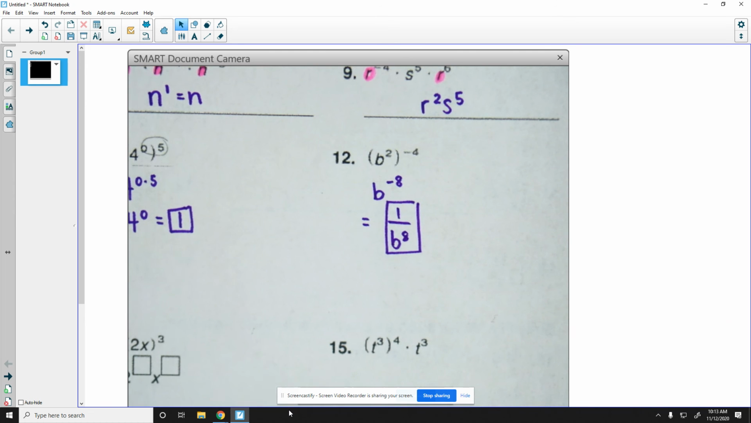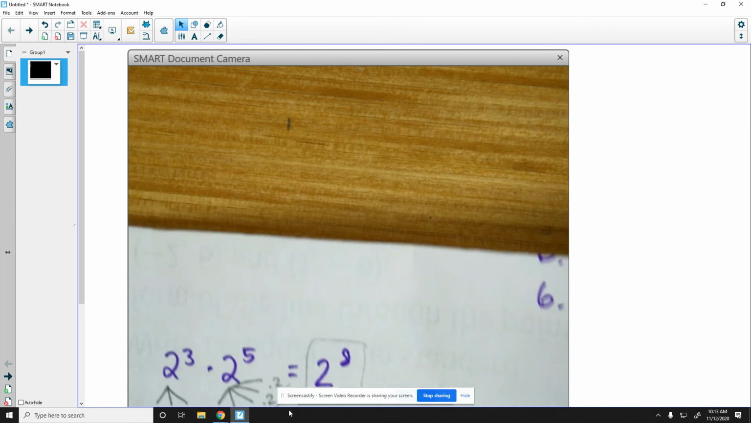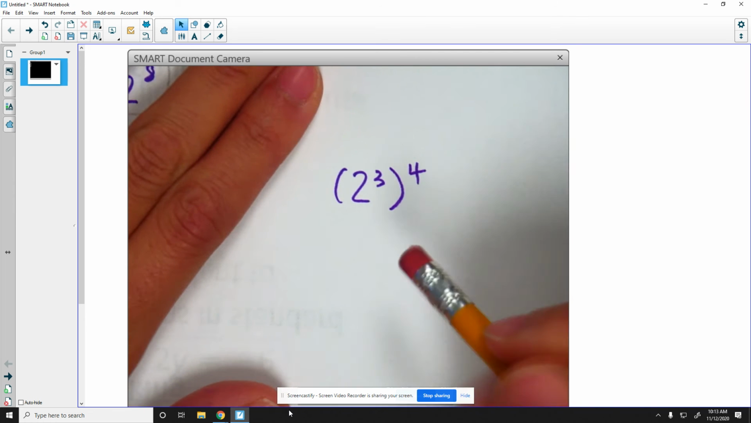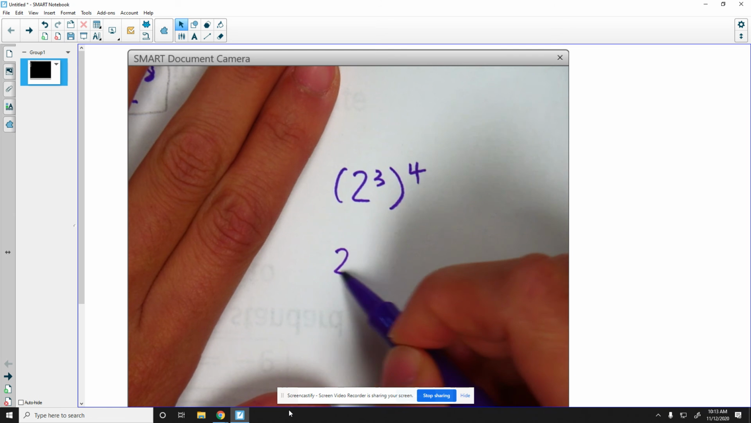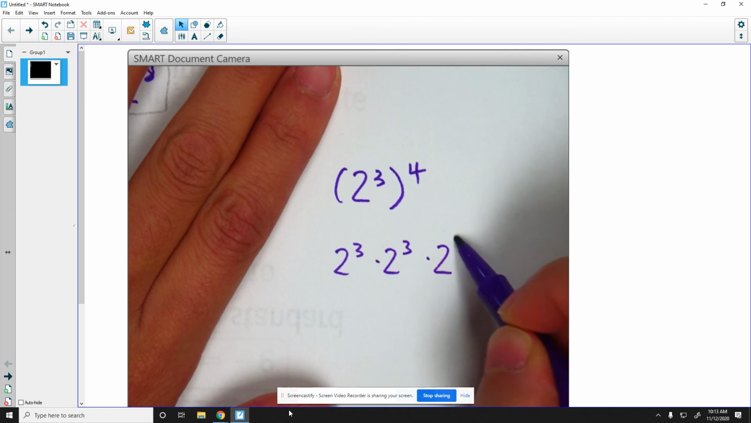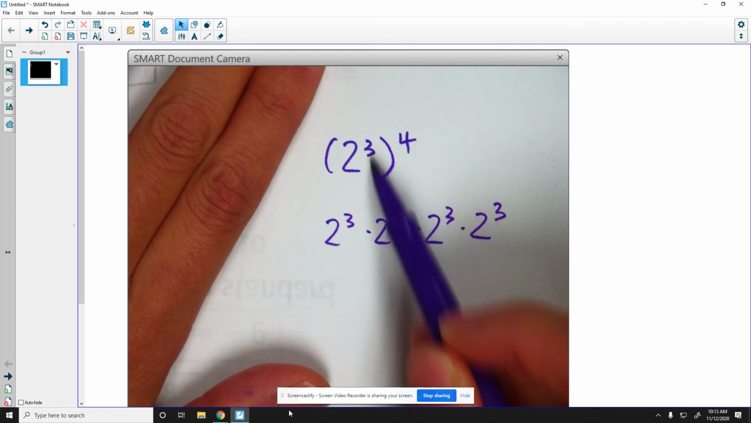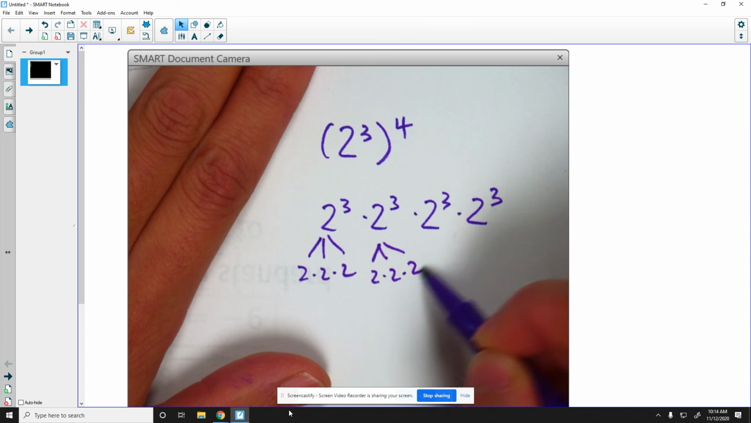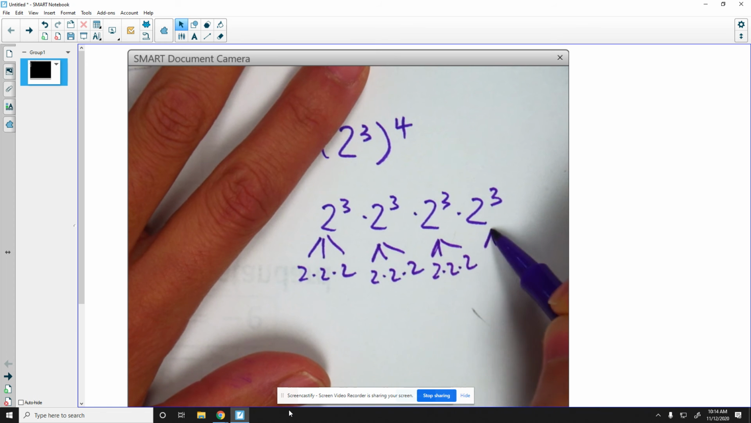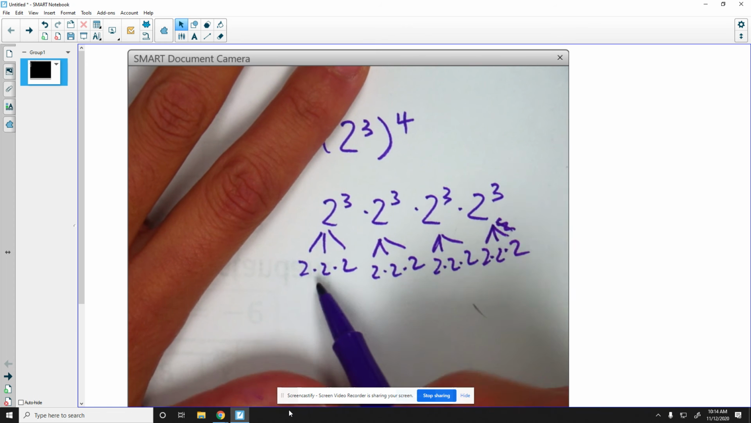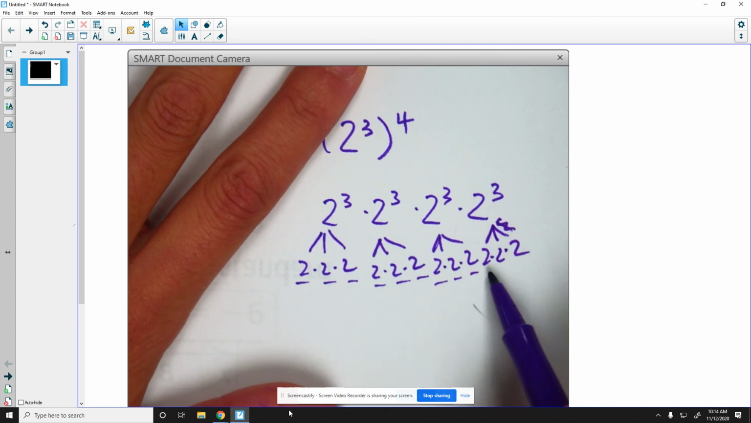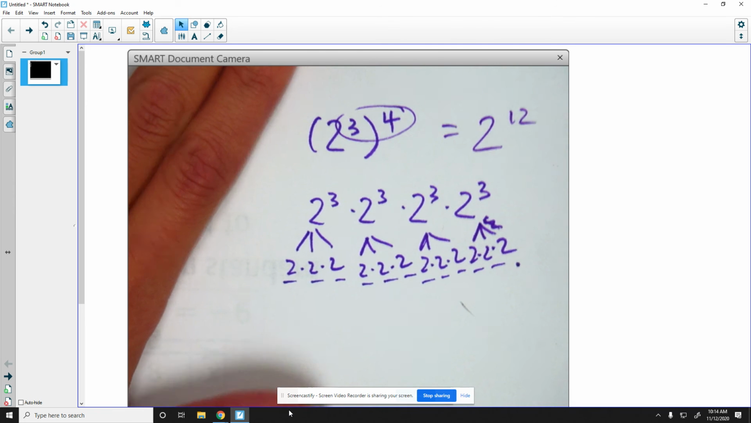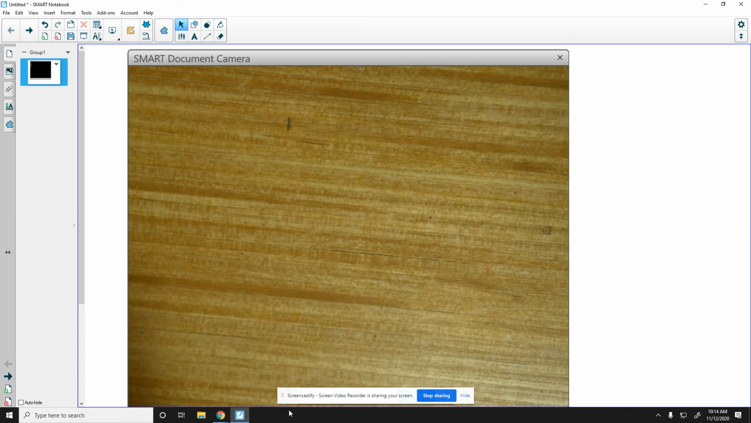Okay, so here's the reason why this multiply works. Let's go back to number 10. I had 2 to the 3rd all to the 4th. So isn't 2 to the 3rd to the 4th the same thing as 2 to the 3rd times 2 to the 3rd times 2 to the 3rd times 2 to the 3rd? Because I have this 4 times. Well, isn't 2 to the 3rd 2 times 2 times 2? This is 2 times 2 times 2. This is 2 times 2 times 2. This is 2 times 2 times 2. So how many 2s do I have total? 1, 2, 3, 4, 5, 6, 7, 8, 9, 10, 11, 12. Oh, that's why I multiply to get 2 to the 12. Okay, that's why this rule works. That's why that trick works.